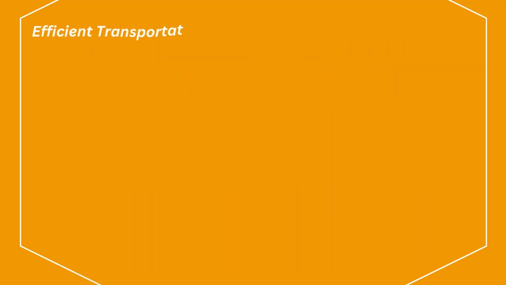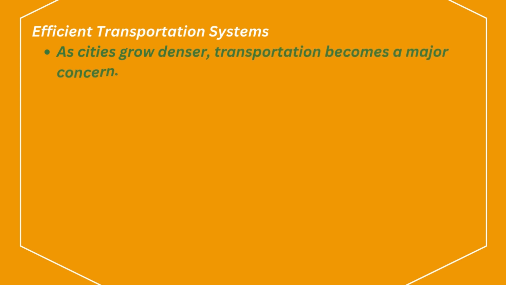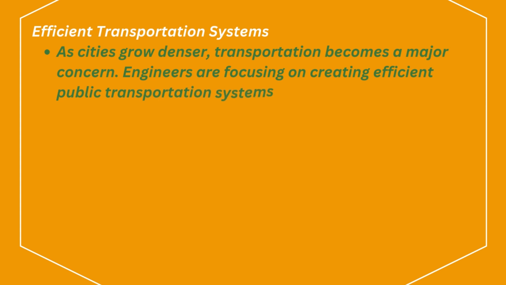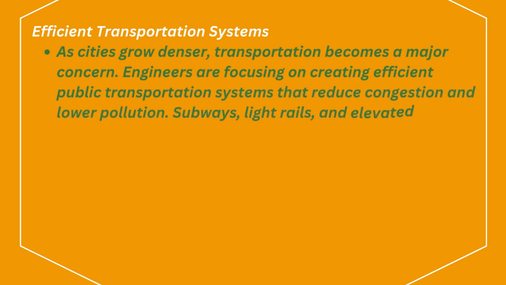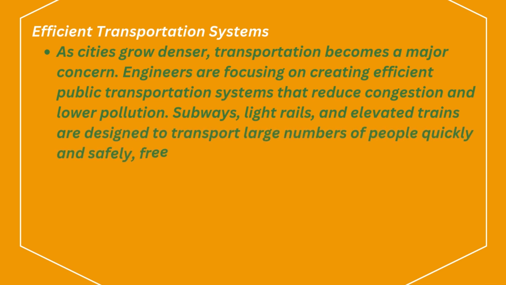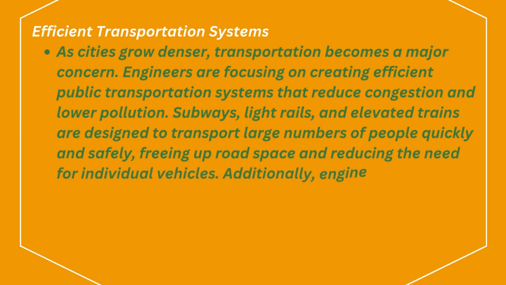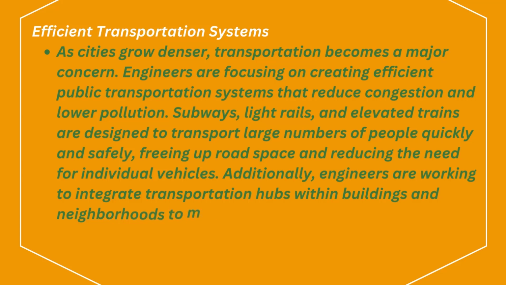Efficient transportation systems. As cities grow denser, transportation becomes a major concern. Engineers are focusing on creating efficient public transportation systems that reduce congestion and lower pollution. Subways, light rails, and elevated trains are designed to transport large numbers of people quickly and safely, freeing up road space and reducing the need for individual vehicles. Additionally, engineers are working to integrate transportation hubs within buildings and neighborhoods to make commuting easier and more accessible.